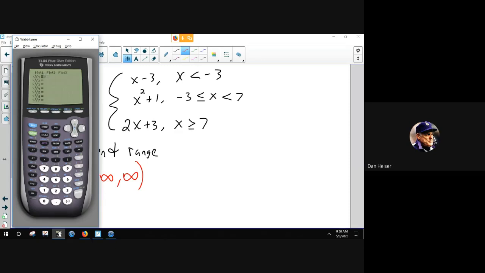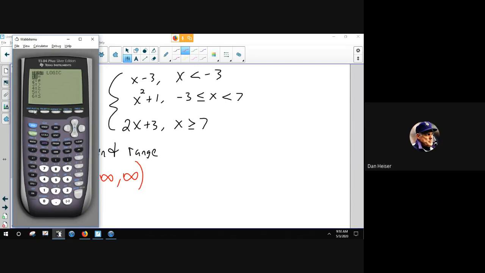So I start with x minus 3. But if I just do that, the calculator is going to graph x minus 3 for everything. It's not going to know that I only want it less than negative 3. So I have to tell it that. So I'm going to push parentheses. And then I'm going to go here to second. And then right here, where the math button is, you see the word test. Second math. And then you see some symbols.